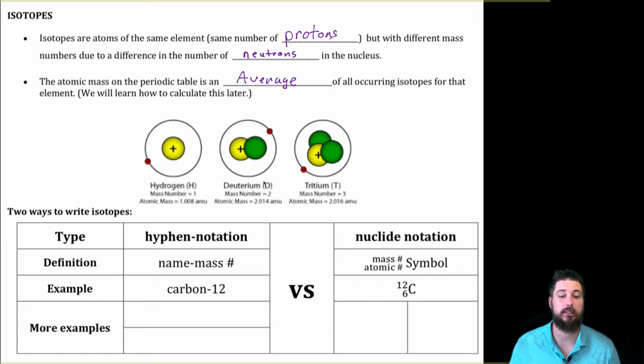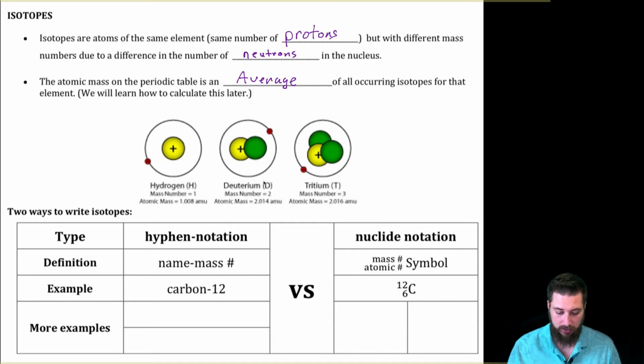Now, if you look at the atoms that are on your screen there, we have hydrogen. They're all hydrogen atoms, all right? So the first one is a hydrogen atom. The second one and third one are also hydrogen atoms. However, notice how the masses are different. Even though there's one proton in all of them, the second one has 1 neutron and the third one has 2 neutrons while the first one doesn't have any. And so they're all hydrogen, but they have different masses because they have a different number of neutrons.